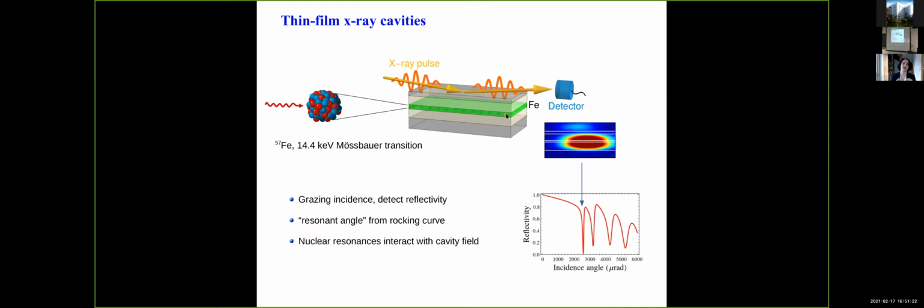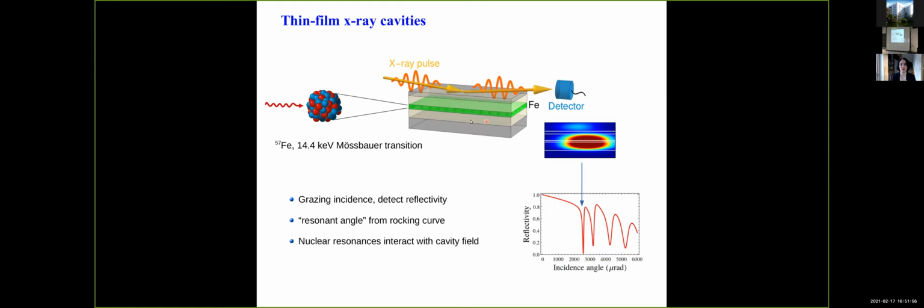Then the layer which is of interest to us, the green layer, has inside a nucleus which has a Mössbauer transition, which means this transition can be excited and de-excited recoillessly. And this is resonant to the X-ray frequency. So the X-rays are tuned, for instance, if we take the most used Mössbauer isotope, iron-57, it has a transition at 14.4 kilo electron volts between the nuclear ground state and the nuclear first excited state. And this corresponds to a wavelength of about one angstrom.